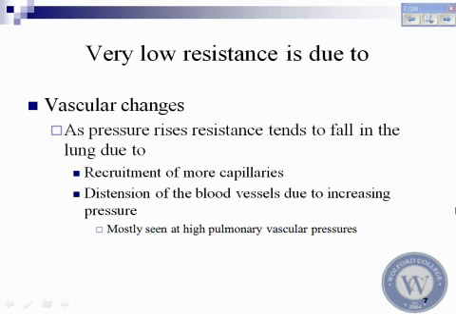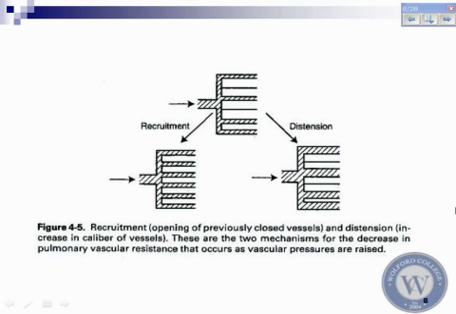The lungs have very low resistances due to vascular changes. As the pressure rises, resistance tends to fall in the lungs due to recruitment of more capillaries. You get distension of blood vessels due to increasing pressure. Okay. It's mostly seen as high pulmonary vascular pressures as a consequence of that. Here's what you see, and this is what the system is set up for. Okay, you can either recruit or you can distend. Okay, recruitment basically means that you're going to recruit more blood vessels that are collapsed. Okay, distension basically means that you will take areas of the lung that are already being perfused and basically just dilate them up. Okay.